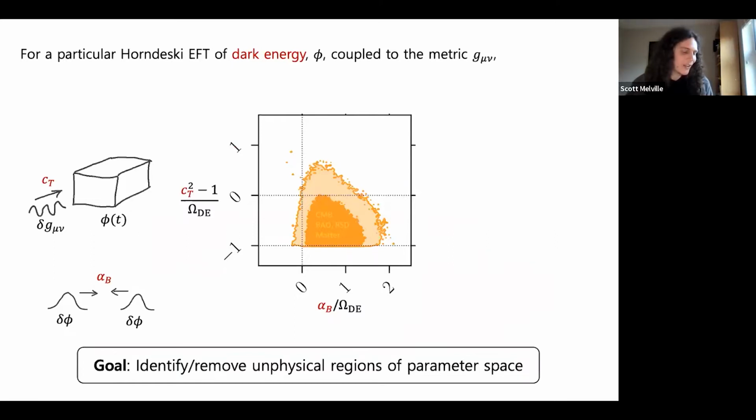Good. Now, this is not just an interesting academic question. This has a real impact on how we search for new physics in cosmology. So one example that I'm going to focus on later in the talk is a particular effective theory of dark energy, so some scalar field phi, coupled to the space-time metric g mu nu. The particular theory is a kind of quartic Horndeski theory. I'll write it down later.